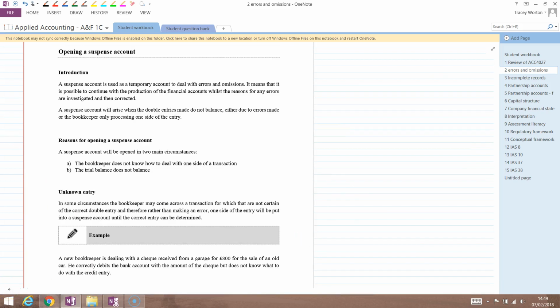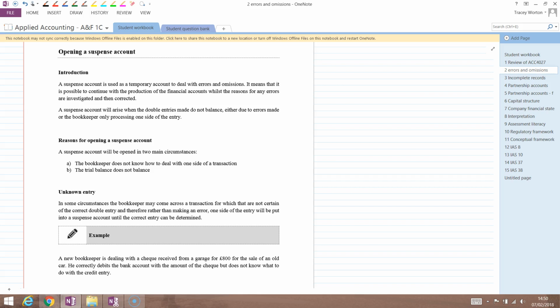So when we have a trial balance that doesn't balance, then one of the techniques that we can use is to open a suspense account. Now, suspense accounts are only temporary accounts to deal with errors and omissions. So it means that it's possible then to continue on with the production of the financial accounts, and we can take the time to investigate the reasons for the errors and correct them. So a suspense account will arise when either the bookkeeper doesn't know what to do with one side of a transaction, or the trial balance doesn't balance and we effectively want to force it to balance.